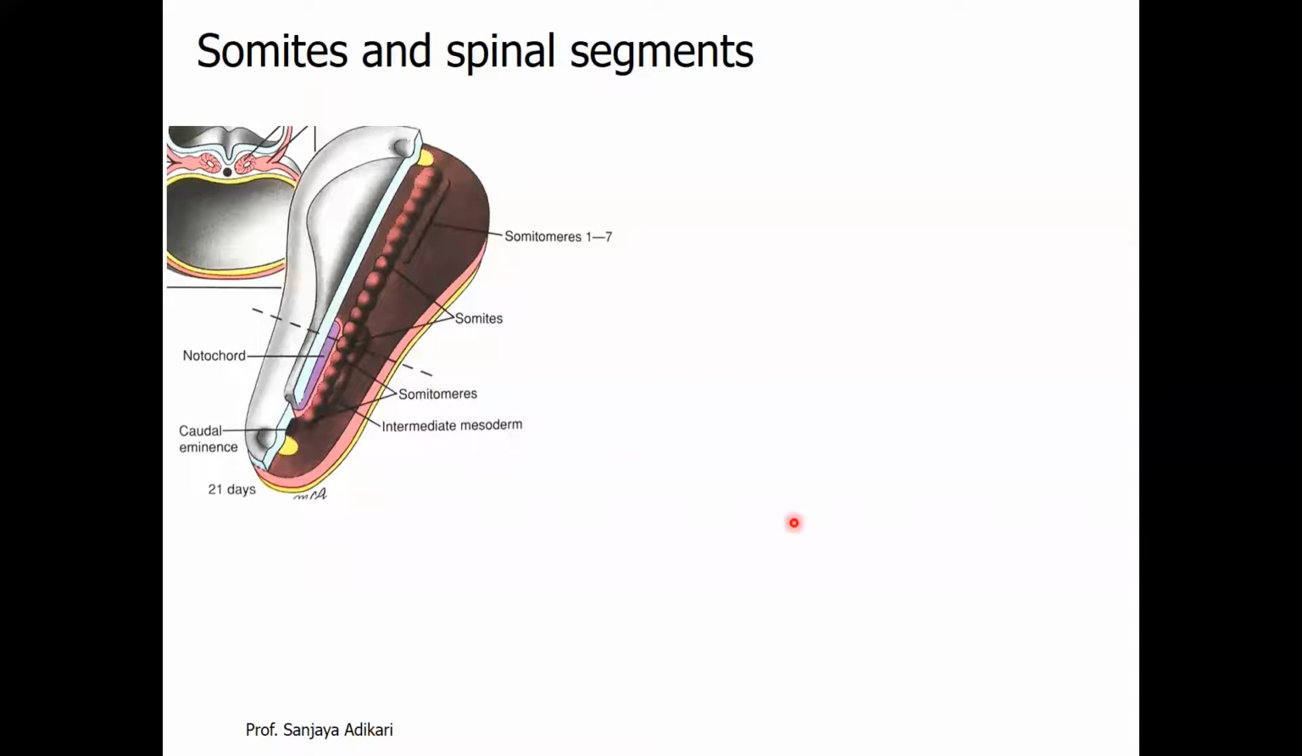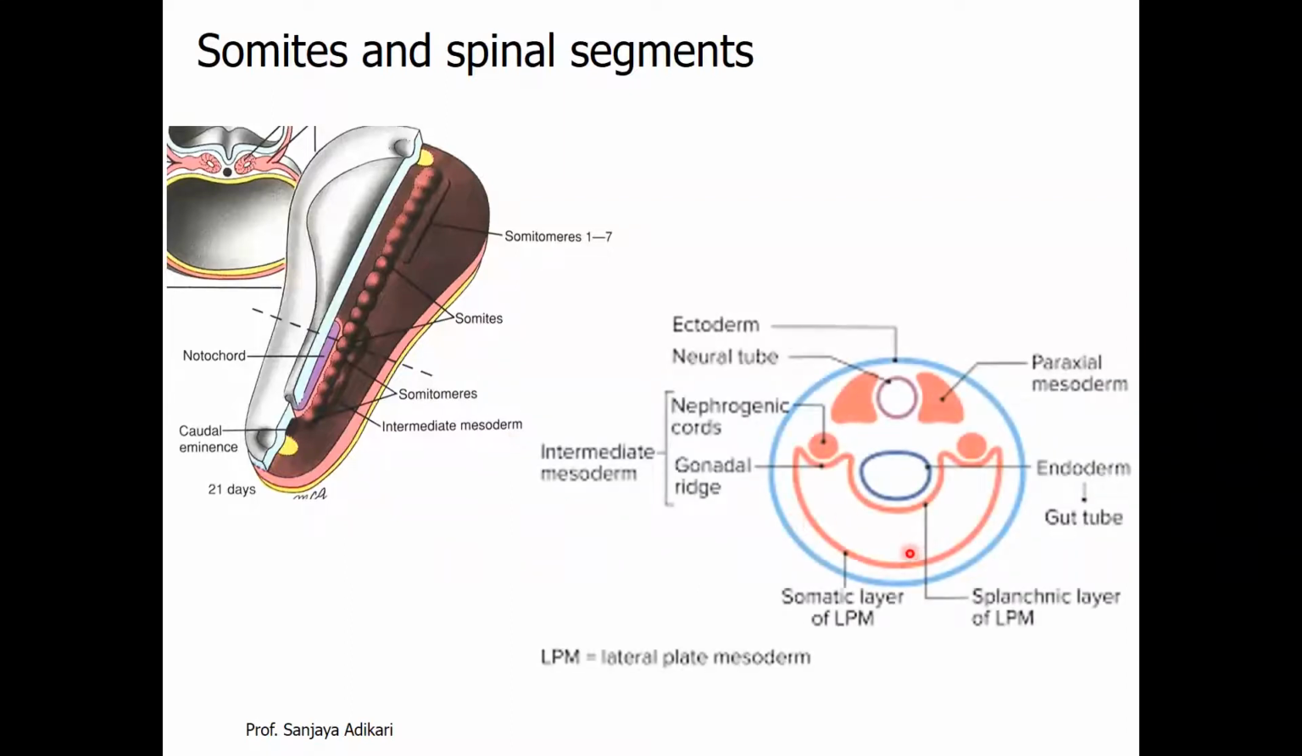Now these somites develop from what is called paraxial mesoderm. Again, you must have learned about the classification of the mesoderm. The mesoderm that is on either side of the developing neural tube is called paraxial mesoderm. Then mesoderm that is in front, that later forms the trunk, is called lateral plate mesoderm. And the mesoderm in between the paraxial mesoderm and the lateral plate mesoderm is called intermediate mesoderm.